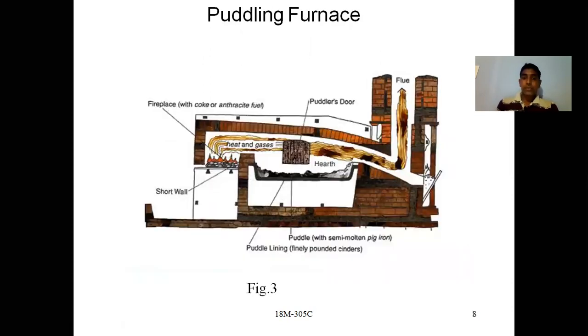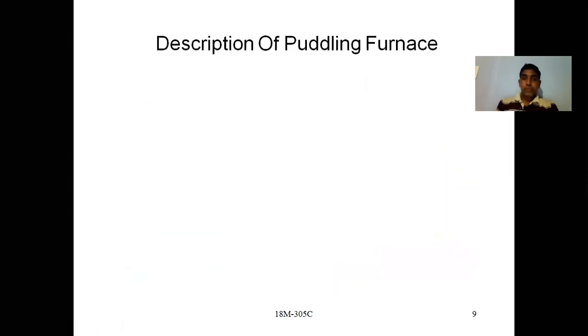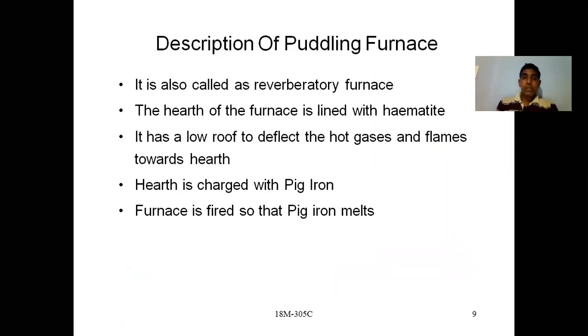See this one also; the description we have already discussed. It is also known as the reverberatory furnace, and the hearth is lined with hematite, and frequently we have to add iron oxide. It has a low roof with a dome shape. When the hot gases or flames touch the dome, they are reflected back onto the hearth, and the hearth is charged with the pig iron.